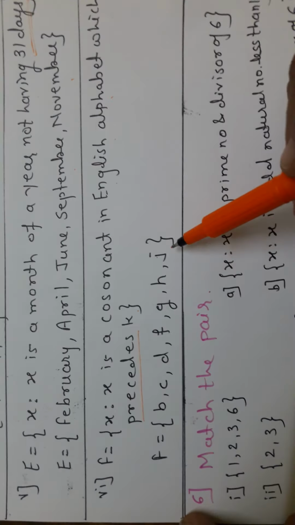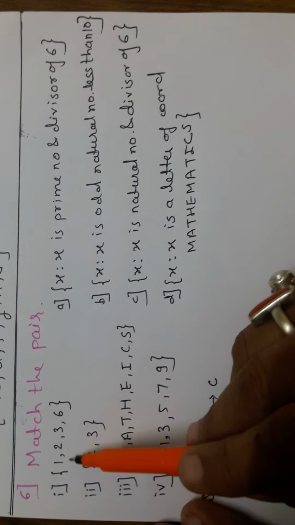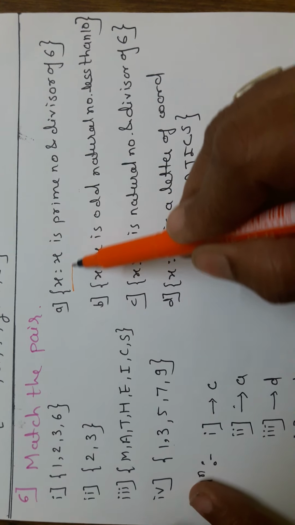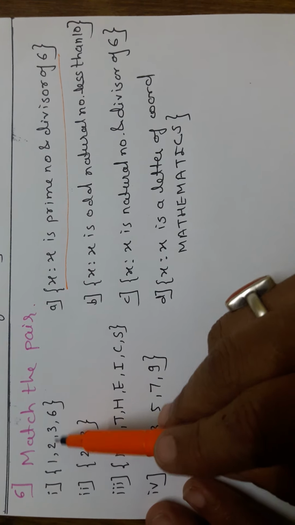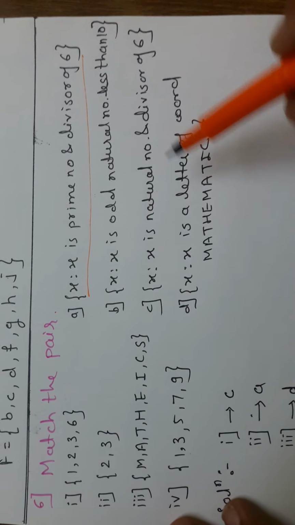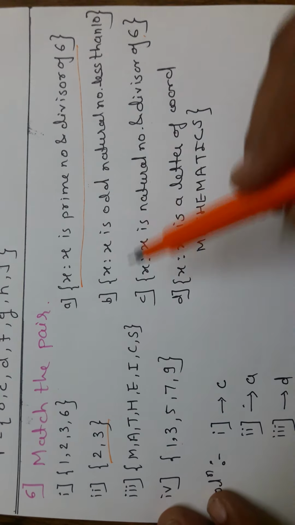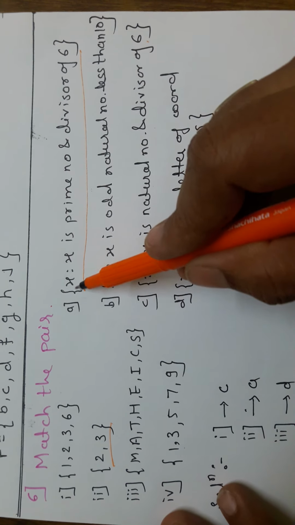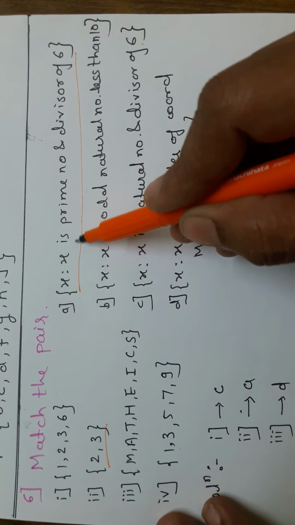J. Match the pair. Left hand side they had given the set in set builder form, and here they had given a roster form. We have to match the pair. 1, 2, 3, 6 is x is a natural number and divisor of 6. 2, 3 is matching with A, that is set of x such that x is a prime number and divisor of 6.